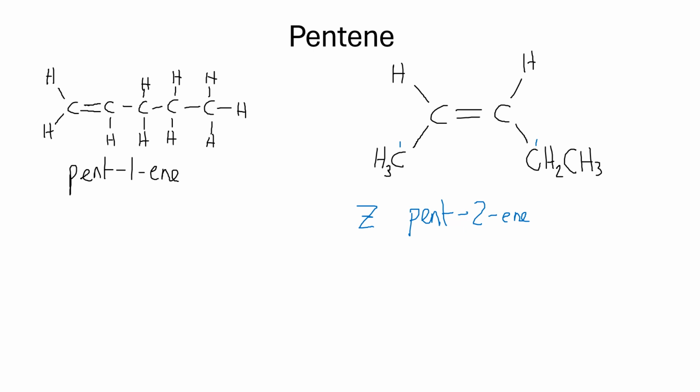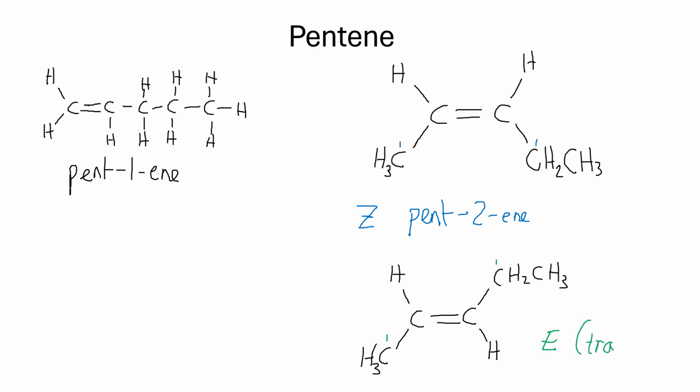And then I can draw it again, where you've got the CH3 going down, but the CH2, CH3 going up like this. CH3 is the high priority group on the left hand side, CH2, CH3 is the high priority group on the right hand side. These are enemies of each other because they're keeping away from each other, so this is the E isomer. And remember, E is sometimes referred to as trans being different, whereas Z is the cis.